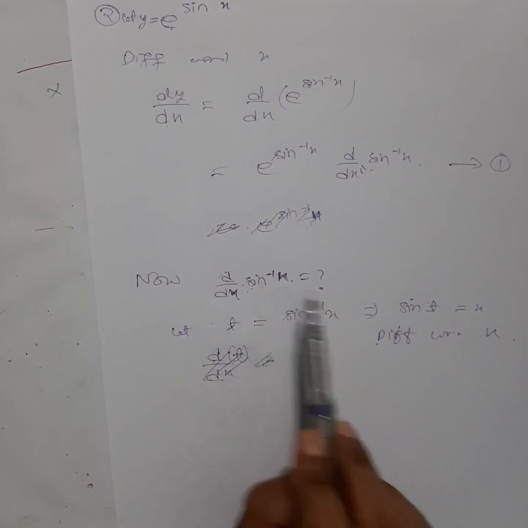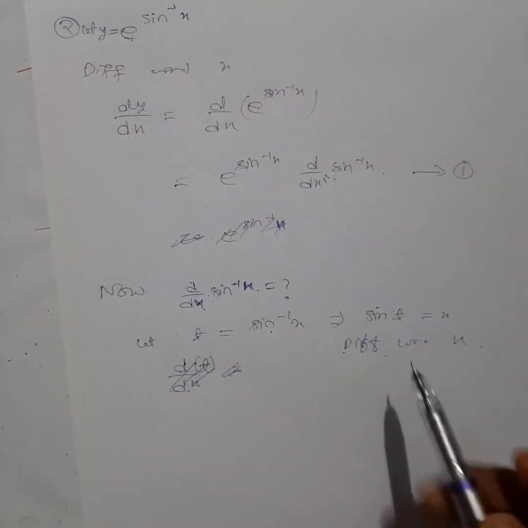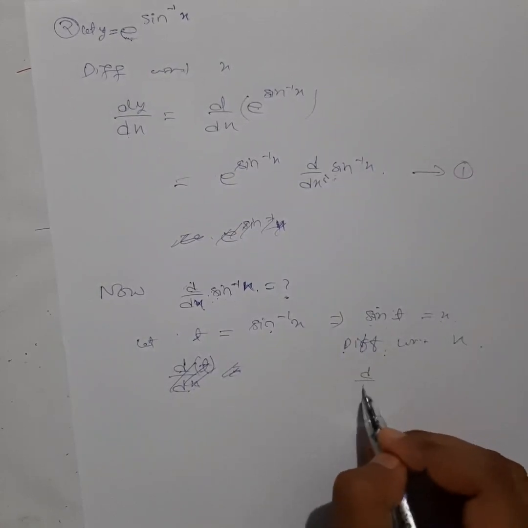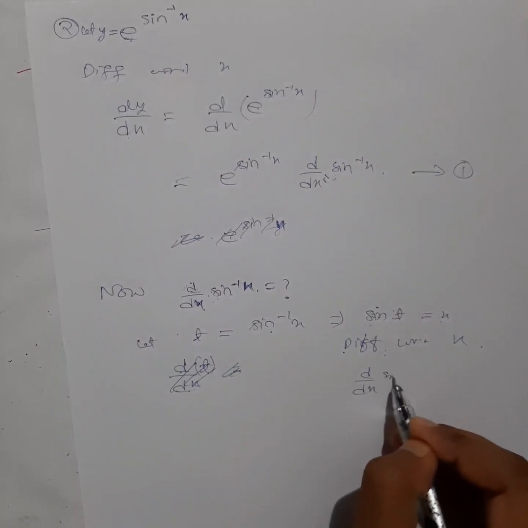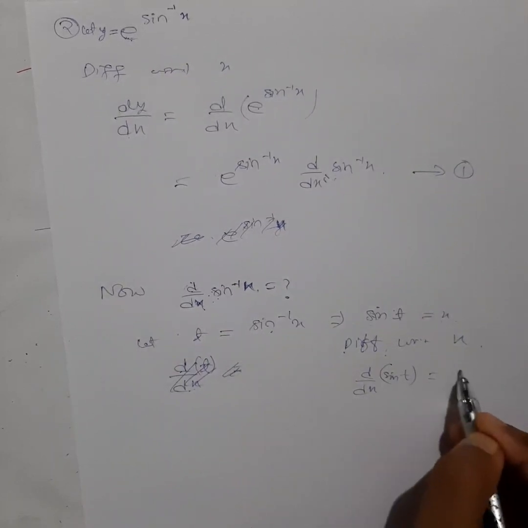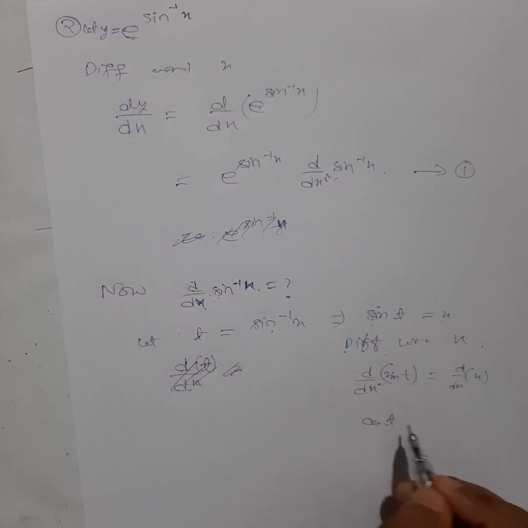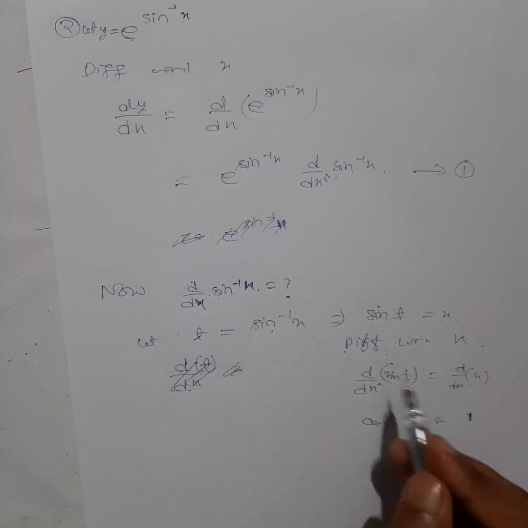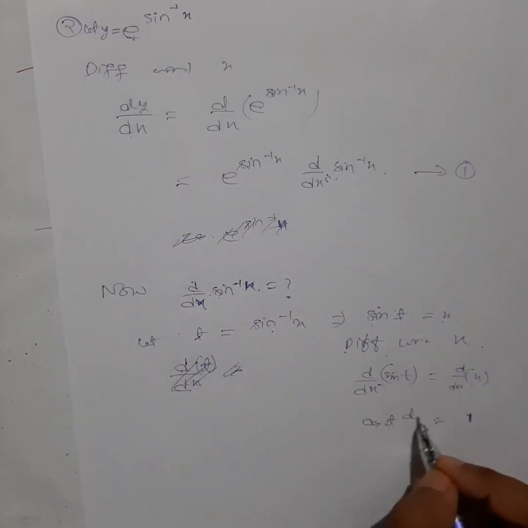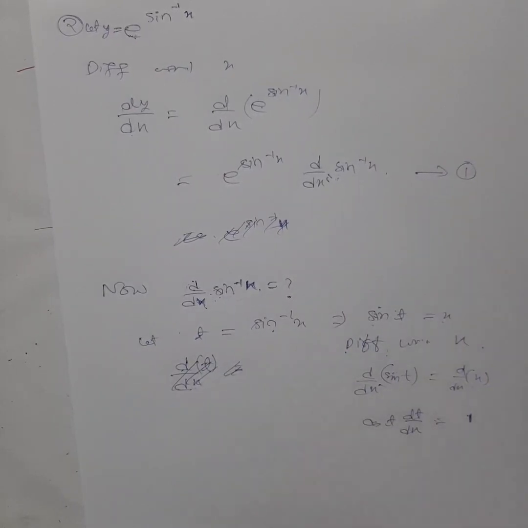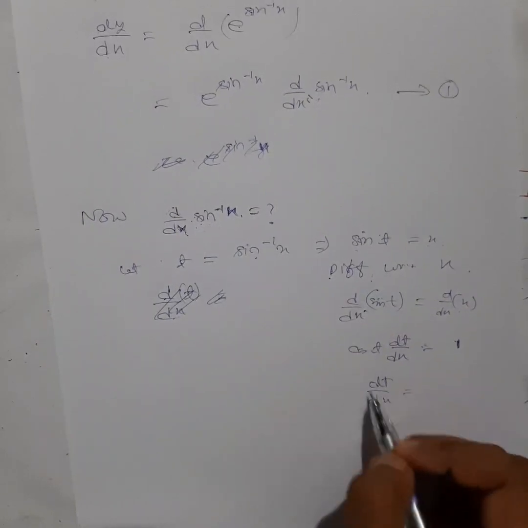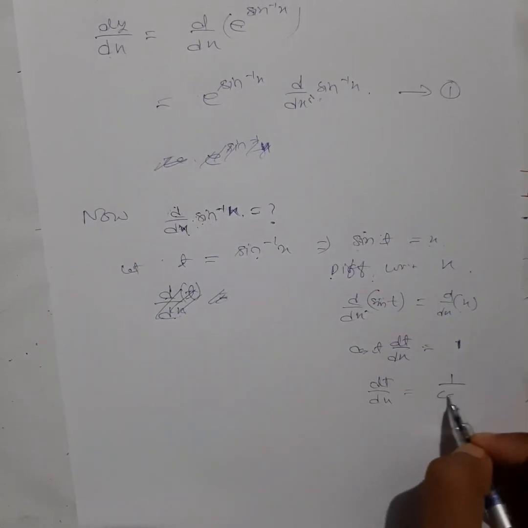Okay, those who have not done it, you can see here, sine t is equal to x. Now I can easily differentiate: d dx of sine t is equal to d dx of x. So this will be cos t, this will be 1. Now in place of x you have t, so dt by dx also will come here, right? So dt by dx, I have to find this only. So cos t, bring this side, 1 by cos t.